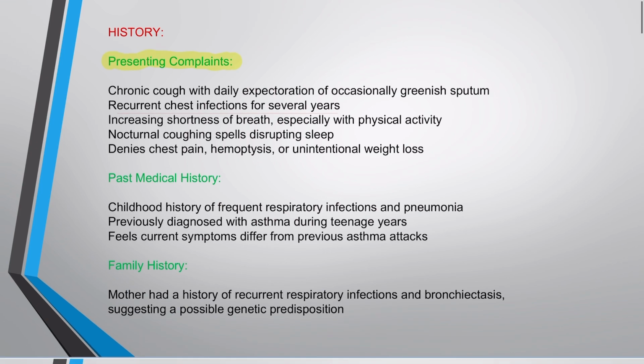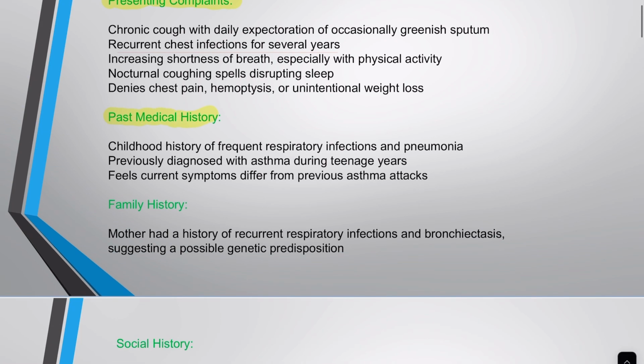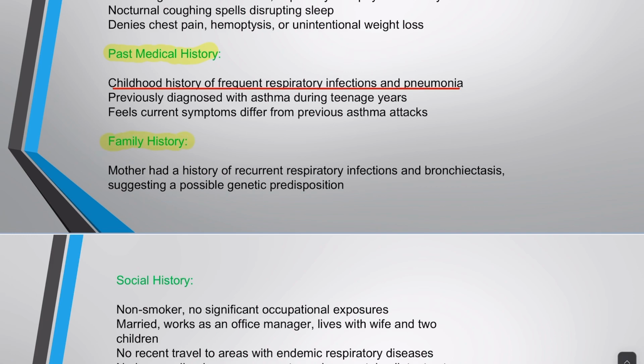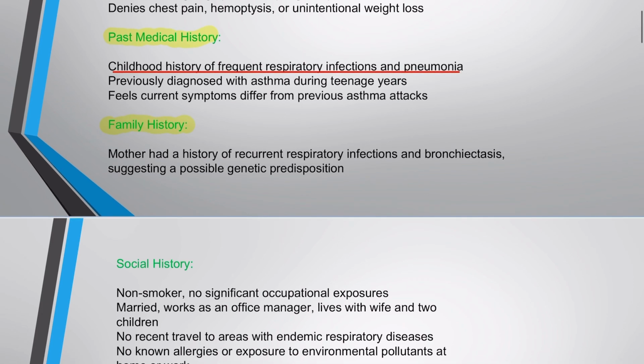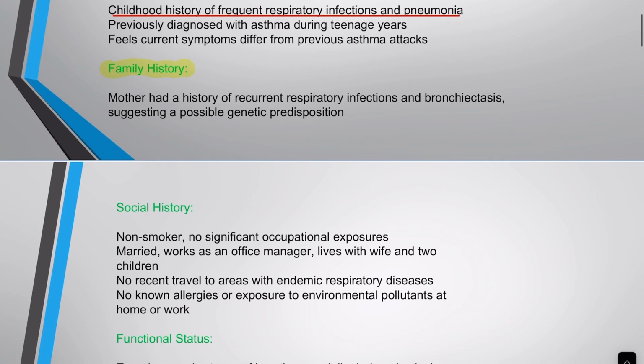Then we're going to talk about the past medical history. So this is also very relevant in this case. Childhood history of frequent respiratory infection and pneumonia, previously diagnosed with asthma during teenage years, feels current symptoms differ from previous asthma attacks. So childhood history of frequent respiratory infections and pneumonia, this is another buzzword. Family history: mother has a history of recurrent respiratory infections and bronchiectasis, suggesting a possible genetic predisposition.